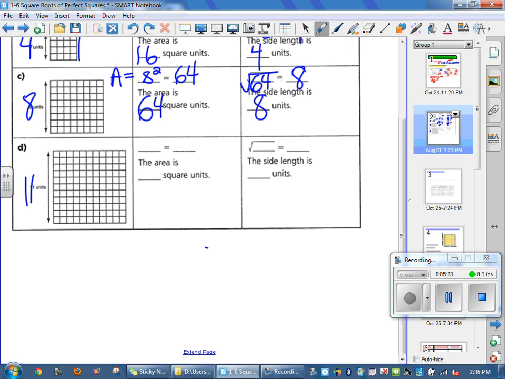11 is our side length. So our area is going to be 11 squared, which is 121 square units. Let's take a look now, work backwards. We go square root of our area, 121 gives us our side, so we get 11 is our side length. So what is a perfect square?